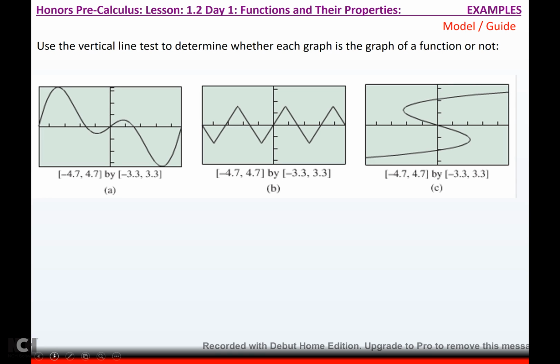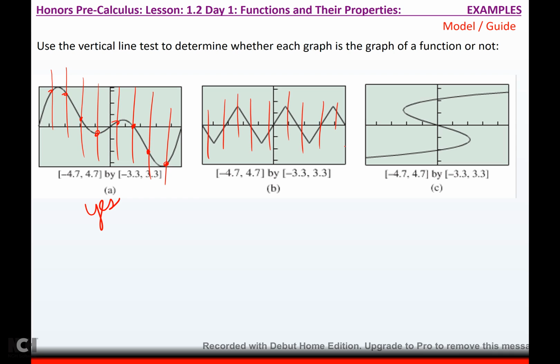So use the vertical line test to determine whether each graph is the graph of a function or not. Well, you see how every vertical line I'm drawing only touches the graph one time. One intersection point, 1 point, 1 point, 1 point. None of those lines touch the graph twice at the same time. So yes, this is a function. Same with this one. There's no way I can touch 2 points on that graph at the same time with one vertical line. So yes, that's a function.